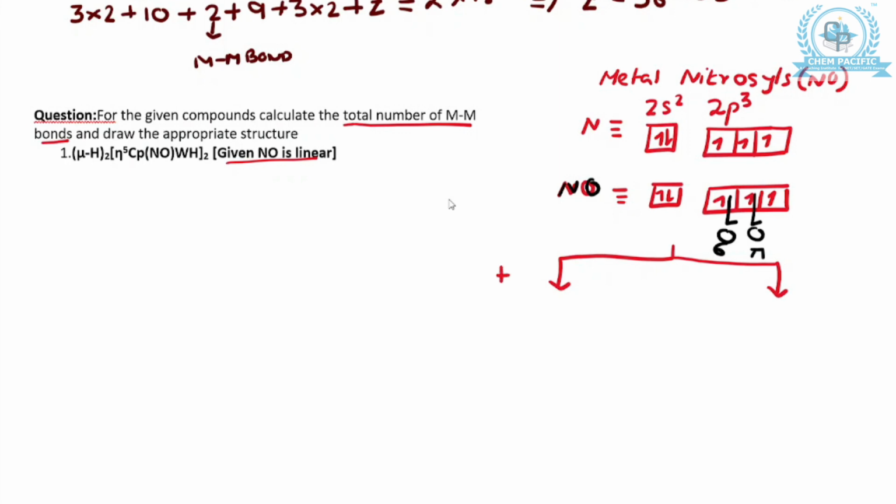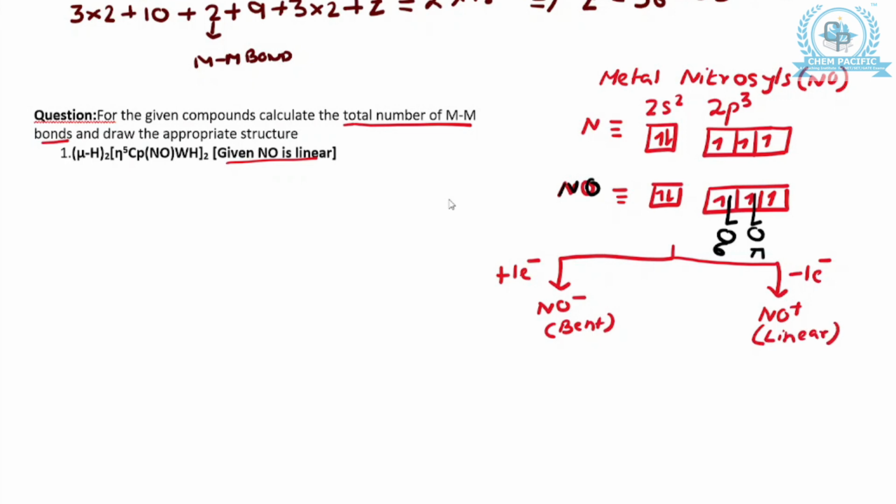It can accept one electron from the metal, and then it will result in the formation of NO minus, and that is defined as bent nitrosyl. Or it can give out one electron to a metal, and it will result in the formation of NO plus, and henceforth it is named as linear. तो linear nitrosyl क्या है हमें समझ में आ गया.